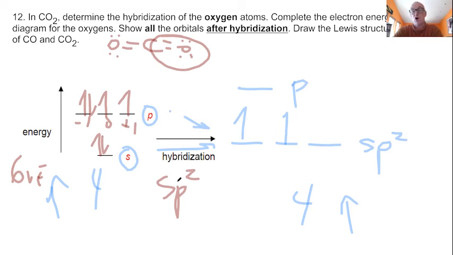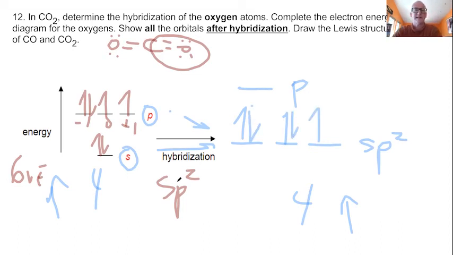My s is gone. There's no more s anymore. I have sp2s. My hybridized orbitals are always going to be higher than s, but not as high as p, so they're in between. So our sp2 is lower energy. I've got my 6 electrons, so I go 1, 2, 3, 4, 5.